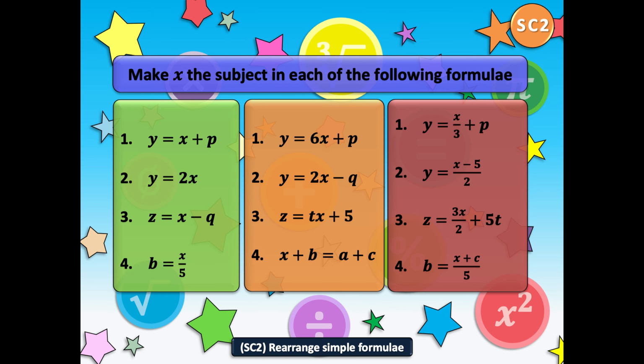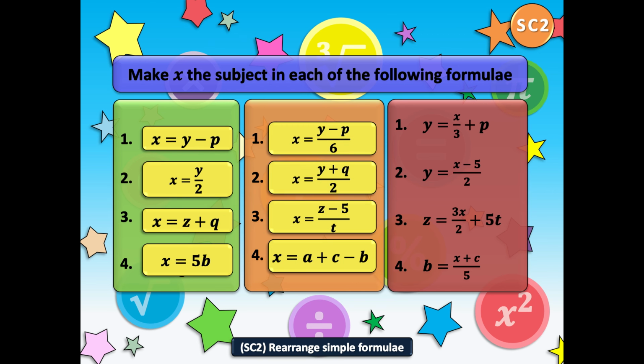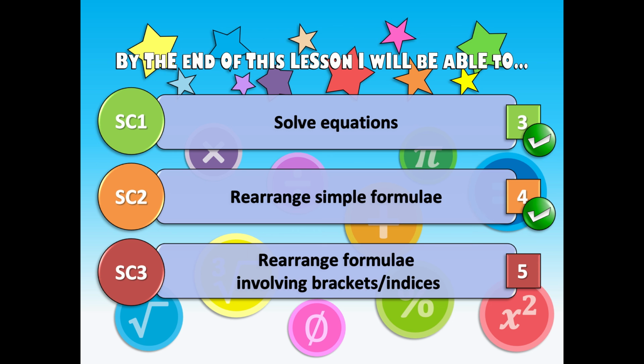Here are some questions for you to have a go at. Pause the video, and when you're ready to mark your work, press play. Here are your answers. There's your green answers. There's your amber answers. And there's your red answers. So now we've completed success criteria 2.